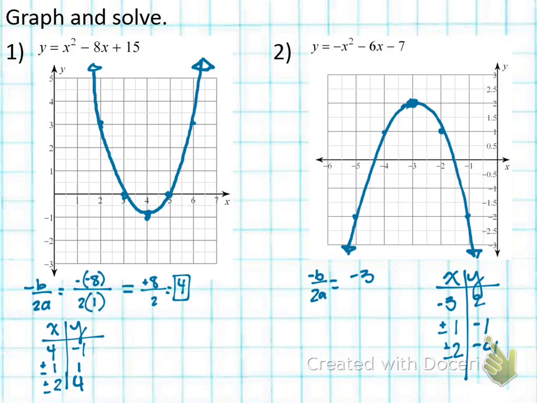There is a pattern, and we're able to predict these points. Now let's just check to see if I'm correct, okay? Let's say I put in negative 5 into my equation. Negative 5 squared is 25. 25 times negative is negative 25. Negative 6 times negative 5 is positive 30. Negative 25 plus 30 is 5. 5 minus 7 is negative 2. So if I went negative 5, I should have a point at negative 2. Did I have a point there? Yeah. You see?